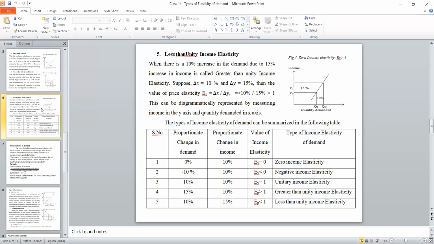In that example, there is a 15% increase in income. Our consumption increased by only 10%. Then the value ranges from 0 to 1. So in this case, we used to call the income elasticity as less than unity elasticity.